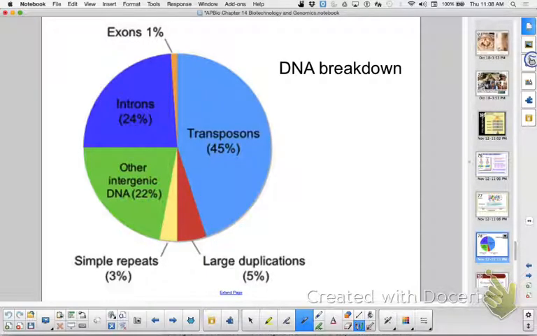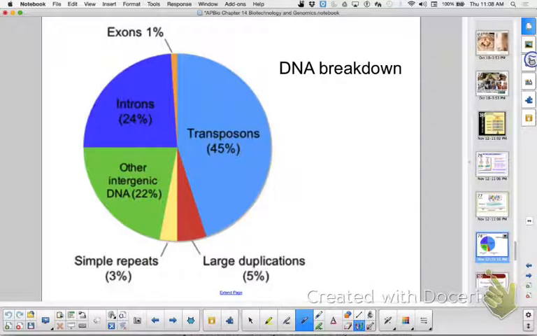we have, and just so you know, so you don't get confused on here, we talk about exons as being expressed, and everything else we would refer to not as an exon, but an intron. Of those introns, I don't know if you can read that, it says introns are 24%. Other intergenic DNA, what does inter mean? Between the genes, right?